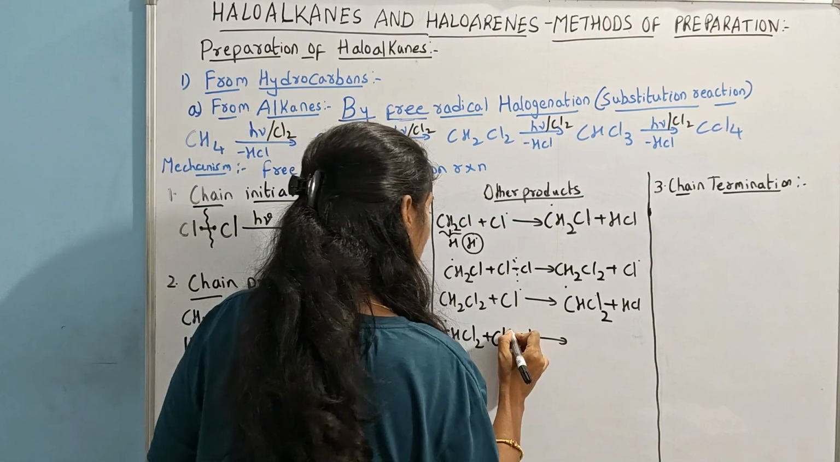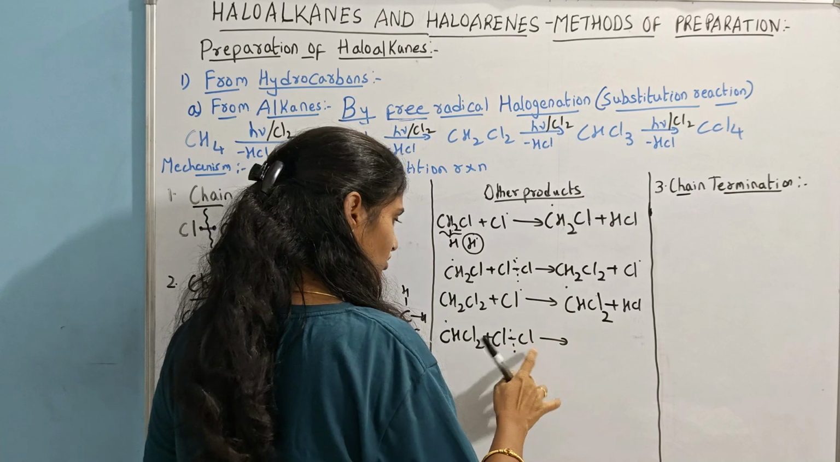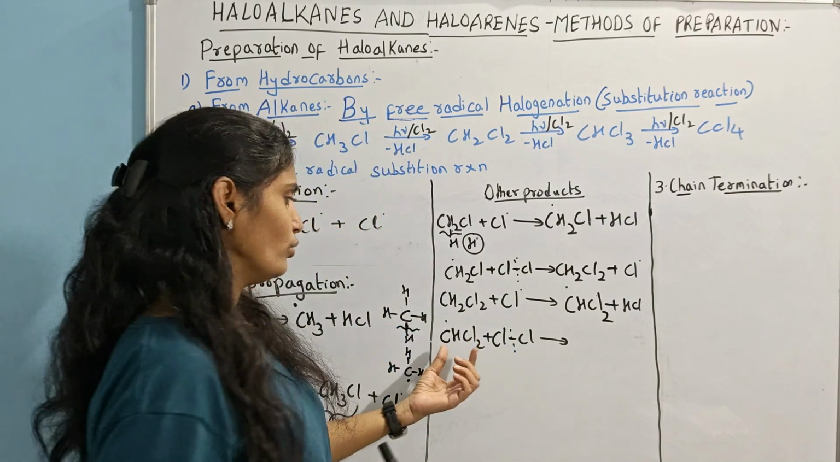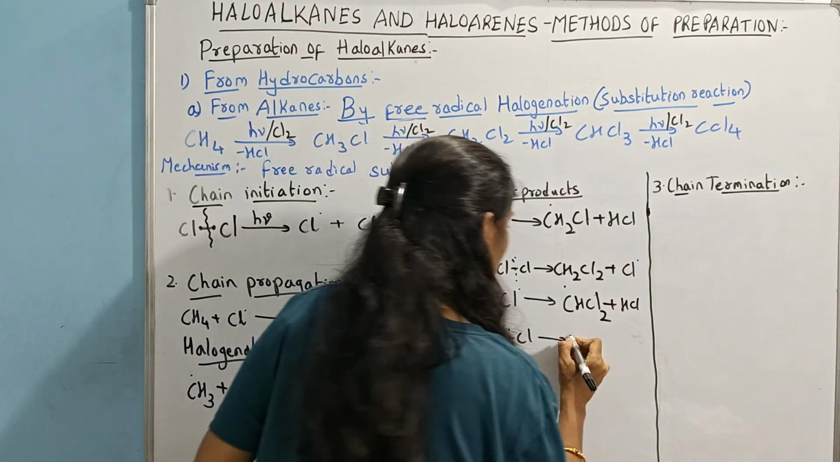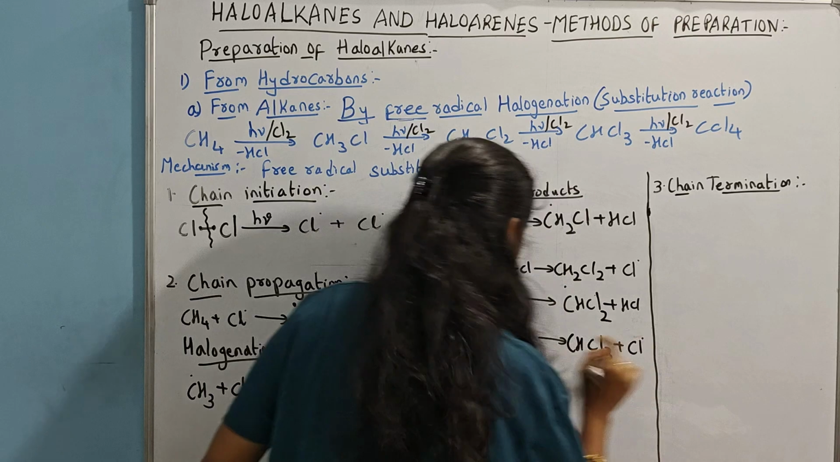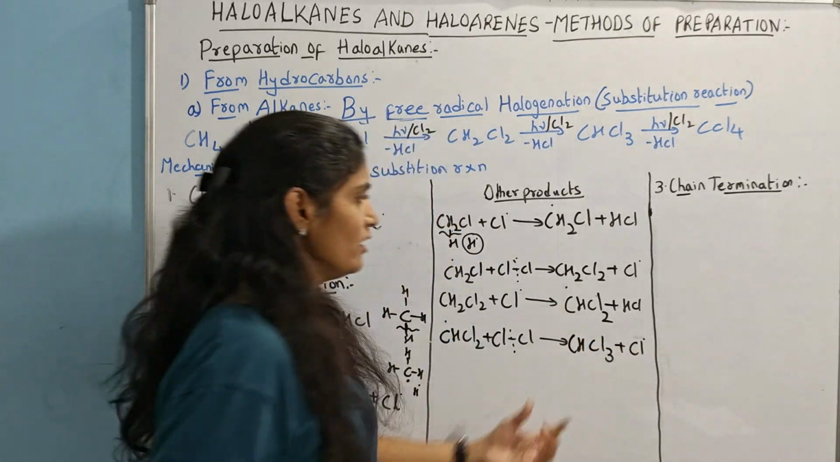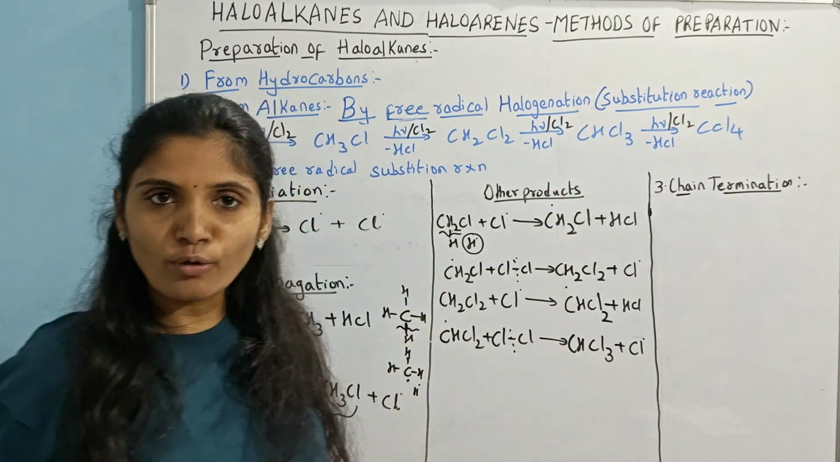Now as usual, again this bond will break. It can see Cl dot here. So what can it do now? It will take one Cl dot from here and become CHCl3 plus Cl dot. The other Cl dot will remain here. See here, I got my dichloromethane, I got my trichloromethane.